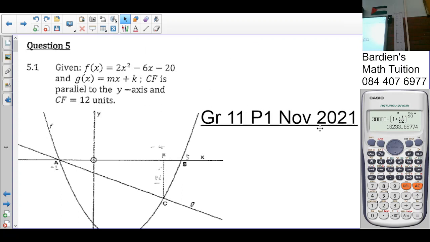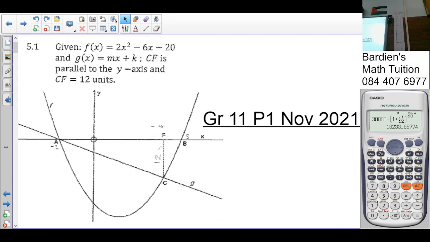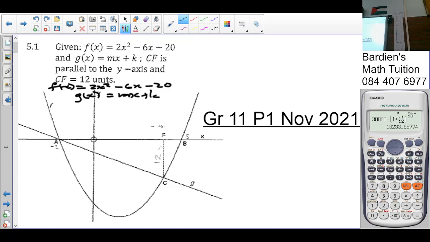Okay, so here we are told that in question 5, f of x equals 2x squared minus 6x minus 20. Okay, so that's your f of x. And g of x is equal to mx plus k. CF is parallel to the y-axis, and CF is 12. It is 12, whoever we took this paper from has written it in already.